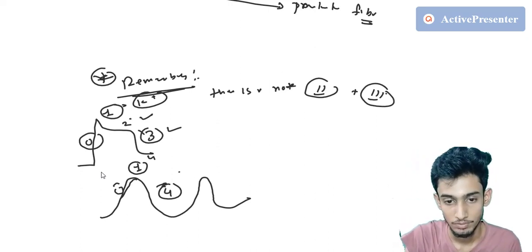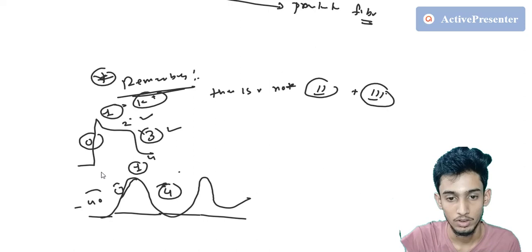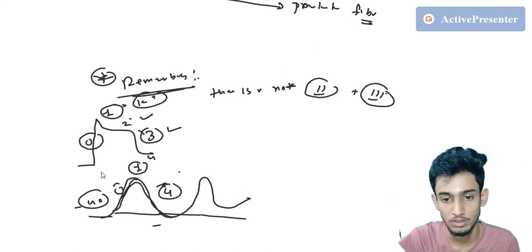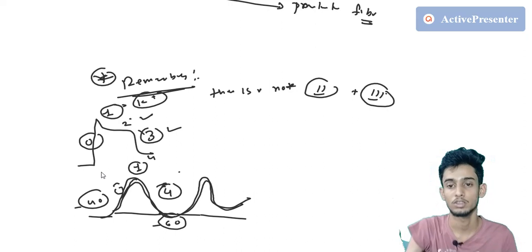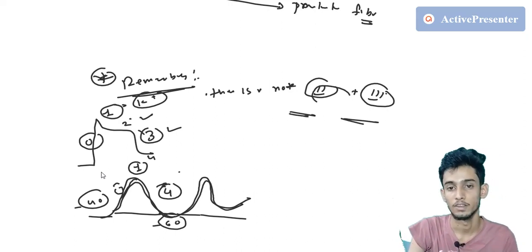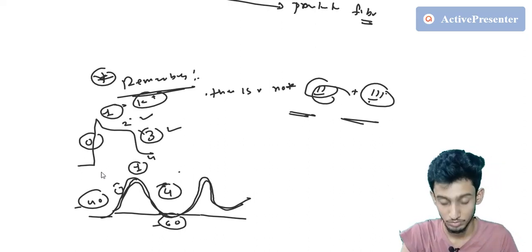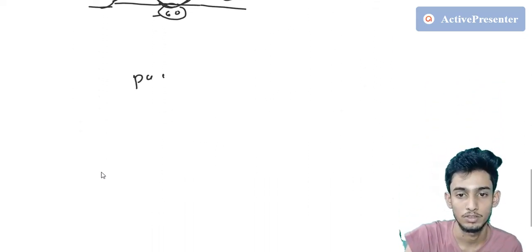So what is the baseline? Minus 40. It starts going to minus 40, then goes to minus 60, and then comes and goes again. So this is the basic difference. There is no phase 2 or phase 3 in the specialized cardiac tissue. So let's come to the concept of pacemaker.